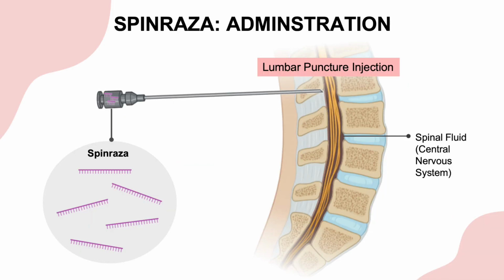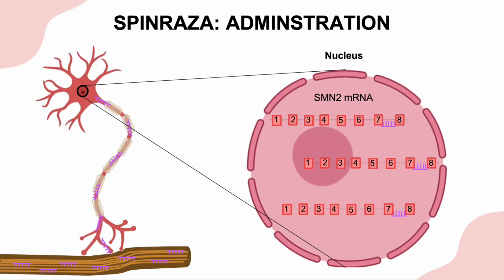Spinraza is administered through a lumbar puncture injection, which allows the drug to reach the central nervous system through spinal fluid, as depicted on the image on your screen. Spinraza is then taken up by motor neurons and travels inside the nucleus, where it actively targets SMN2's pre-messenger RNA to promote proper mRNA splicing and leads to the inclusion of exon 7 in the SMN2 mRNA.